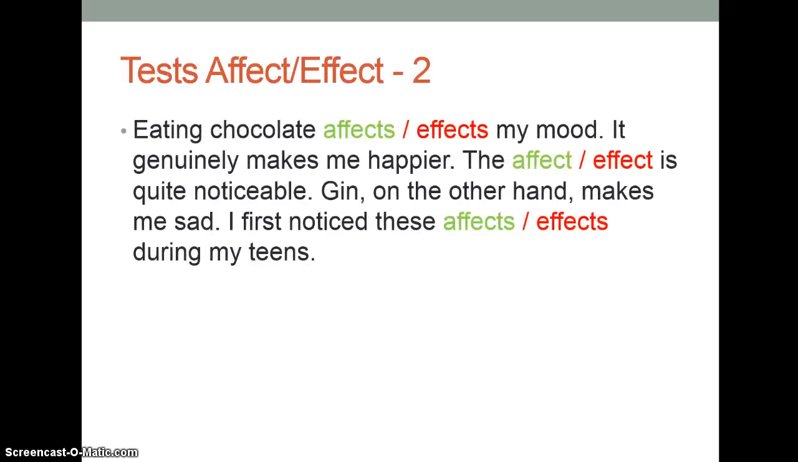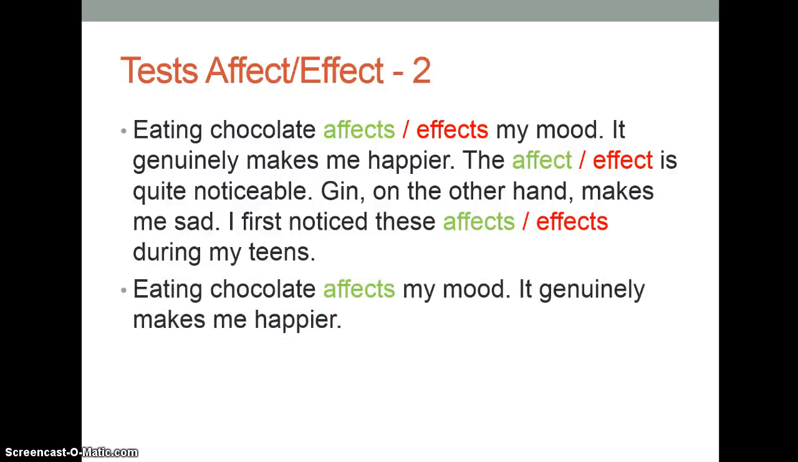So now let's look at our second test here. Eating chocolate affects or effects my mood. It makes me genuinely happier. The affect or effect is quite noticeable. Gin, on the other hand, makes me sad. I first noticed these affects or effects during my teens. So let's look at the sentence here. Eating chocolate affects my mood. It transforms my mood. It makes me genuinely happier.